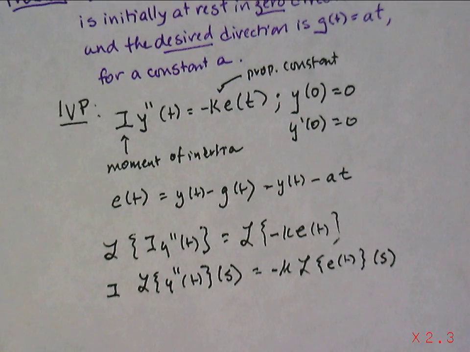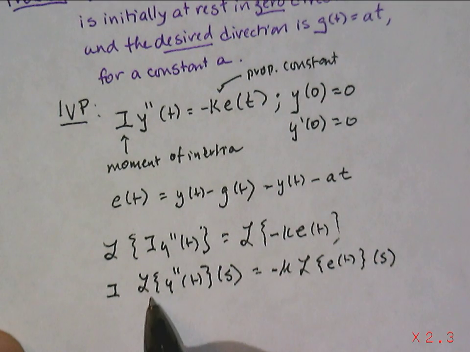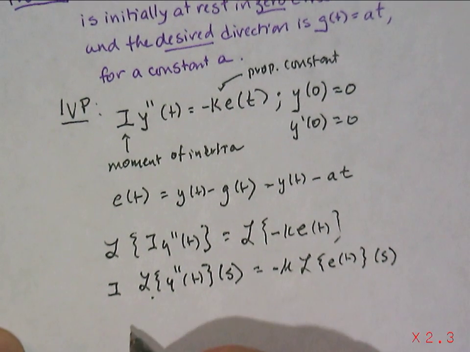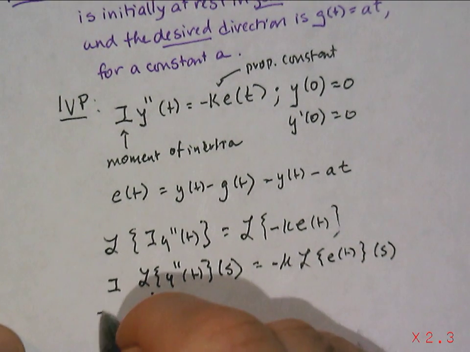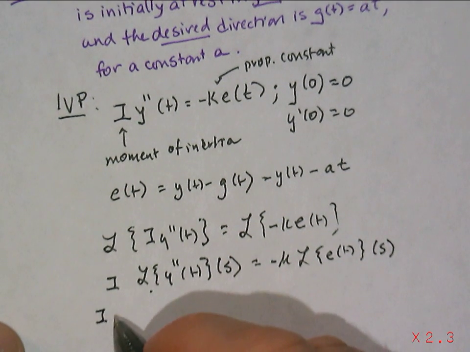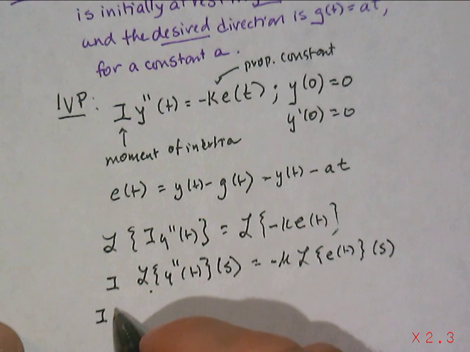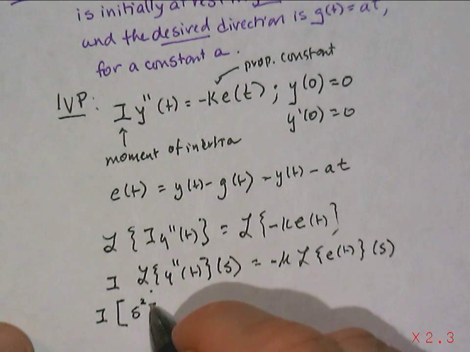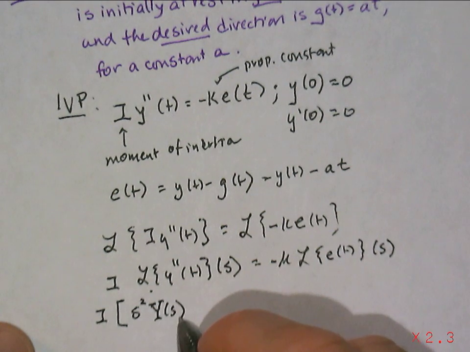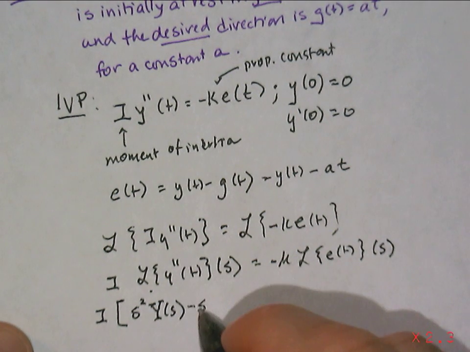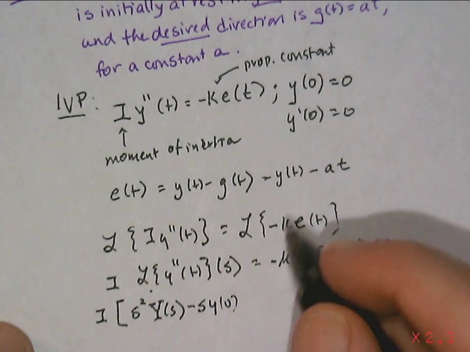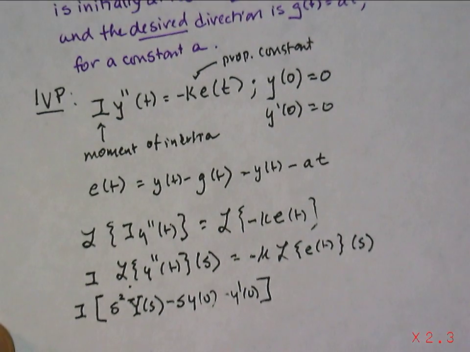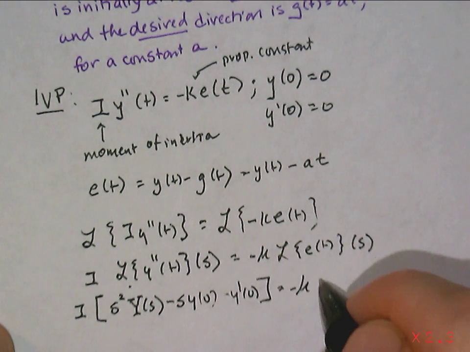Keep in mind, we have properties, your table of properties for the Laplace transform, so we know how to rewrite the Laplace transform of the second derivative using the Laplace transform of y. So this will be I times the s squared term, capital Y of s to represent the Laplace transform, minus s times little y of 0, minus y prime of 0. And we'll set this equal to minus k times E of s.